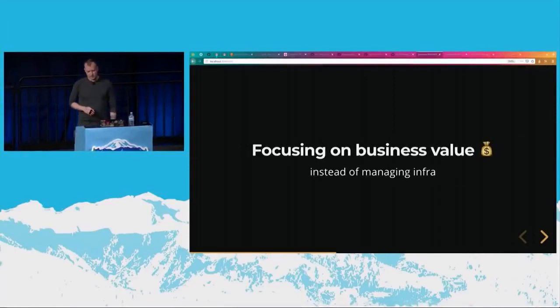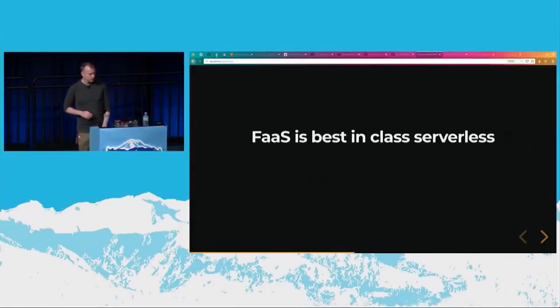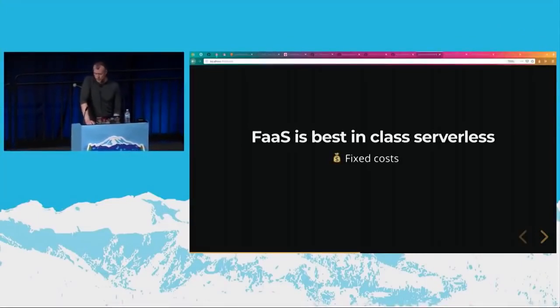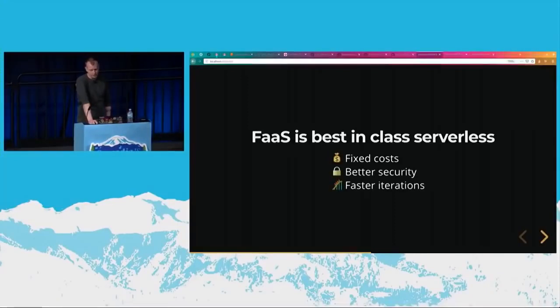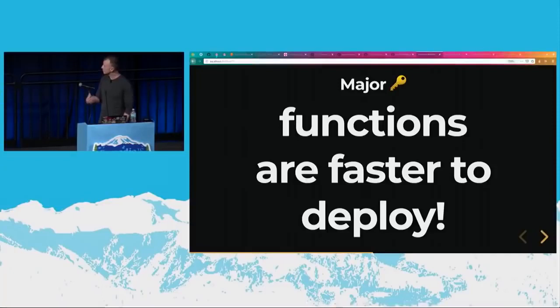The big thing is that we're only focusing on business value. So a lot of time gets spent on infrastructure. I don't know that this crowd cares about that as much, but I know that the big enterprises do. So to me, functions or lambdas or whatever we want to call them, these are best in class. They've got fixed costs, they've got better security, and you just get faster iterations, as you could see. These things are so fast to deploy.